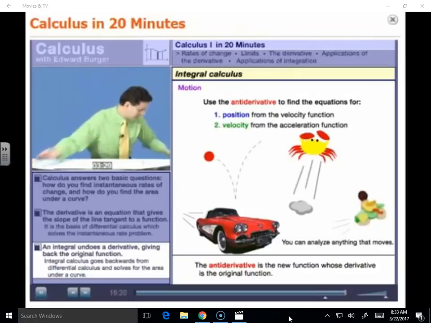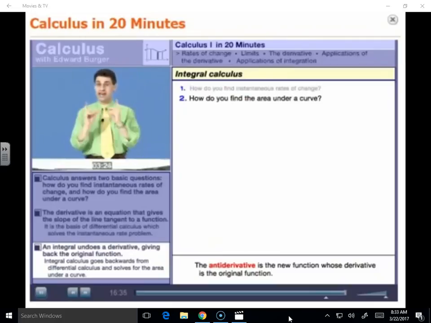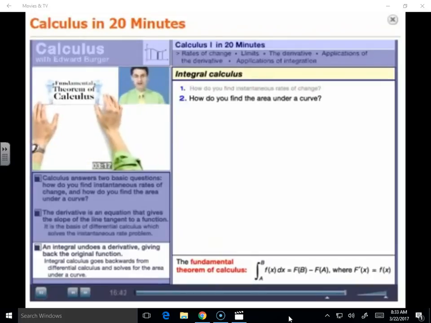Not a problem. Now, where does this lead us? Well, it brings us back to the very first question of the course, which was, how do you find areas under curves? We have to answer that. We haven't done it yet. It turns out the surprising answer is that it's the fundamental theorem of calculus.